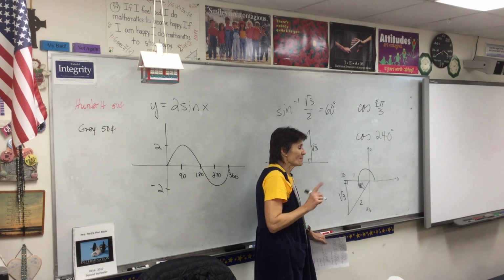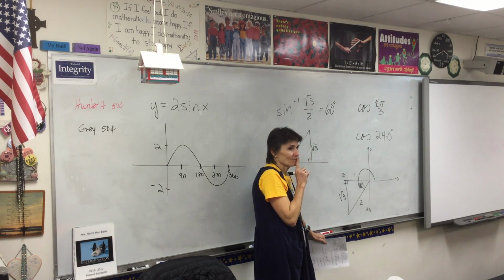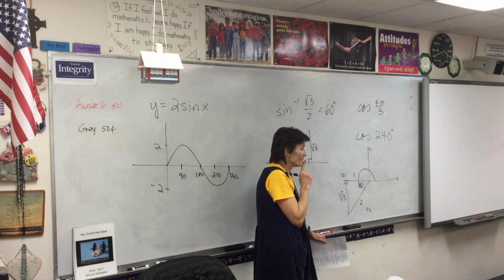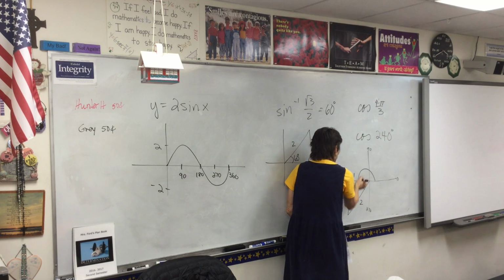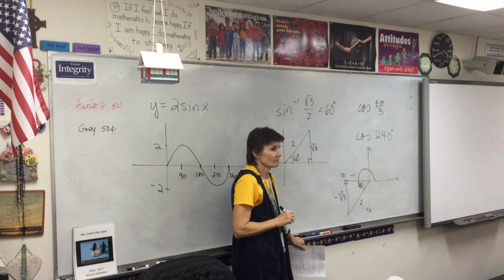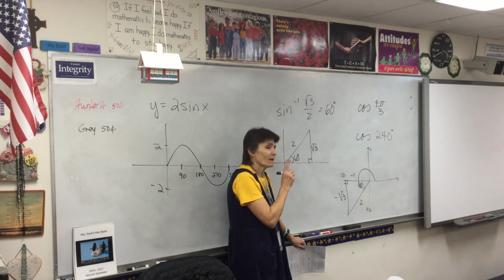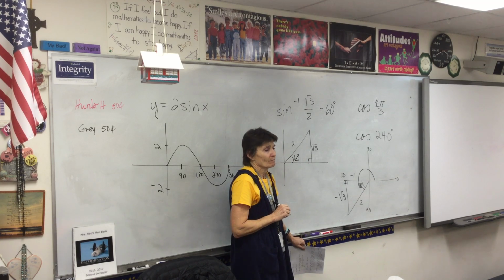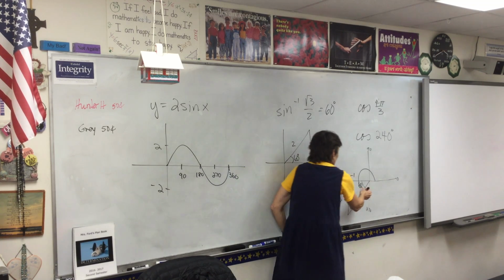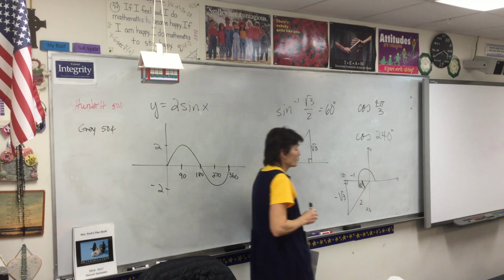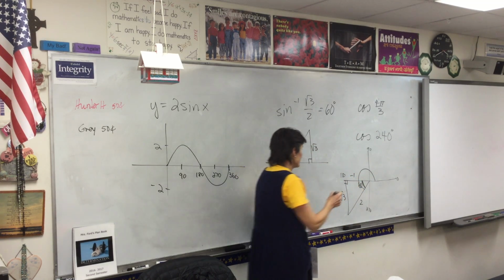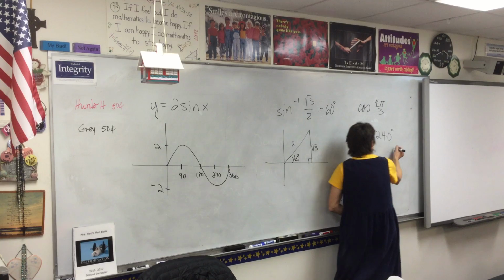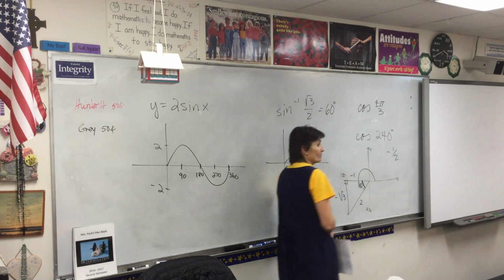What am I going to caution you about? Negatives. We're not in quadrant 1 anymore, so we got to make them negative, right? Those are both negative. We want cosine. Here's your angle. What's cosine? Adjacent over hypotenuse, so the answer is -1/2.